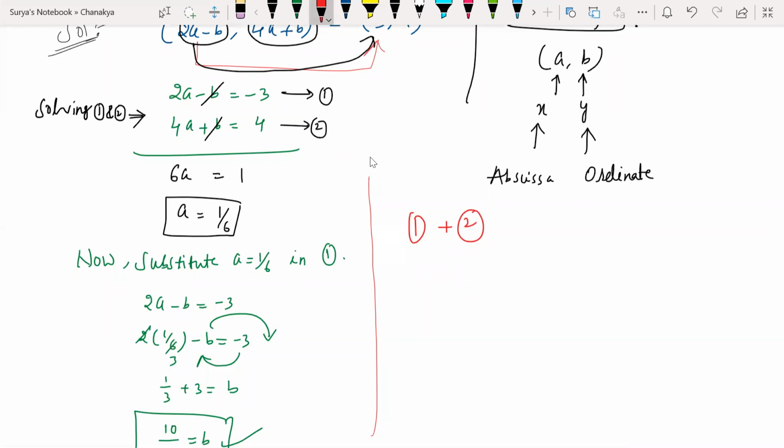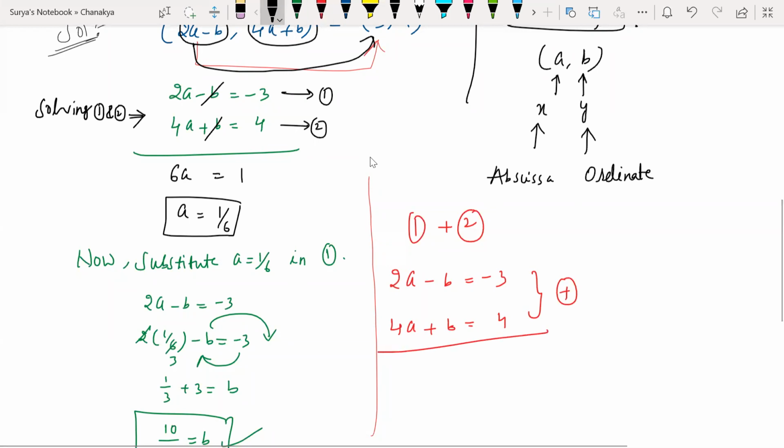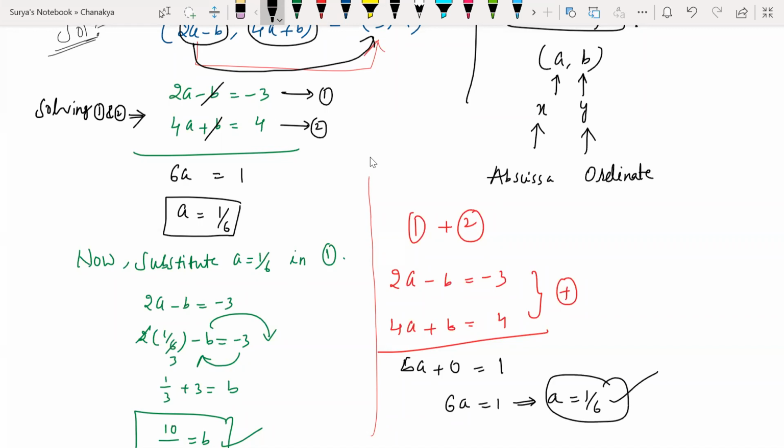I'm adding equation 1 plus 2. If I add, what will I get here? 2a minus b is equal to minus 3. Clear? 4a plus b is equal to plus 4. I'm adding these two. Plus b minus b, how much? 0. 2a plus 4a, 6a, is equal to minus 3 plus 4, which is 1. 6a is equal to 1. So a is equal to what now? 1 by 6. Clear? That's how I got 1 by 6 here.